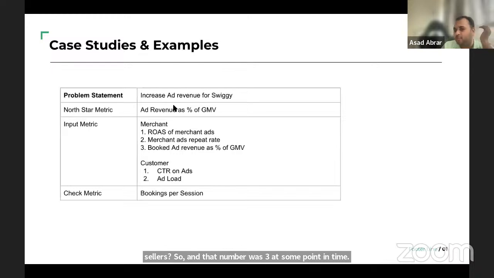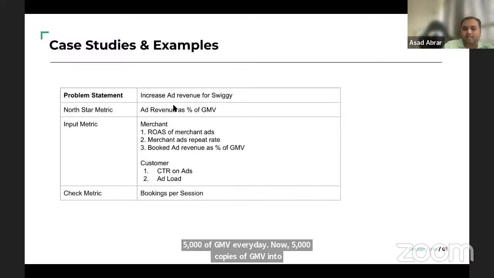And this is perhaps the most important. Had I taken GMV on the platform, which is gross merchandise value, which means that if Swiggy does 10 orders in a day at an AOV, average order value, of 500, that means it is doing 5,000 rupees of GMV every day. Now, 5,000 rupees of GMV multiplied by 365 is typically your GMV for a year.